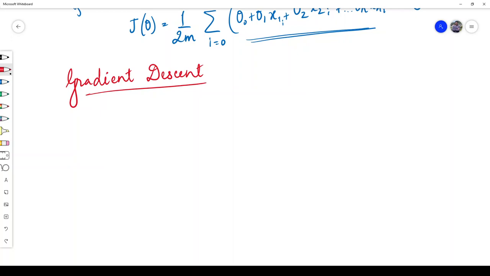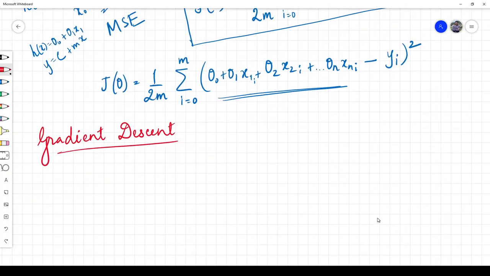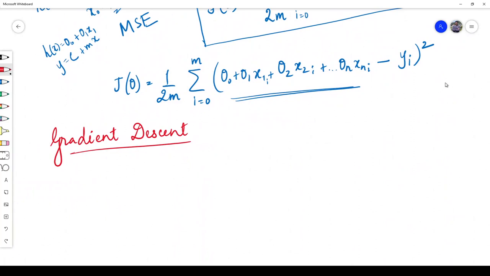Okay, so now what I'm going to do is, if you see here, more or less, this particular equation is a square equation, right? It is something in the form of y equals x square. That is the loss function I'm talking about. Just assume it is for now.